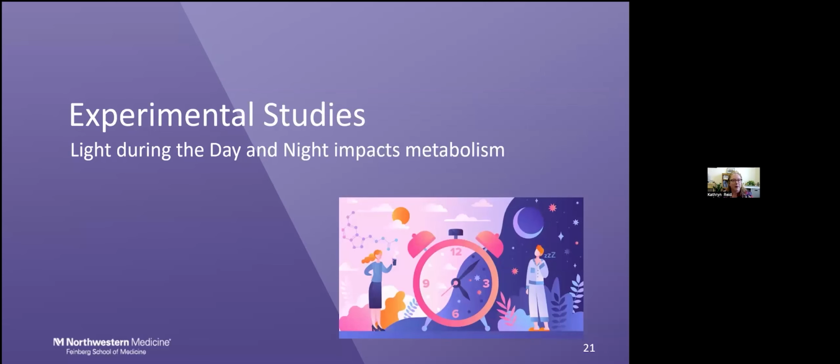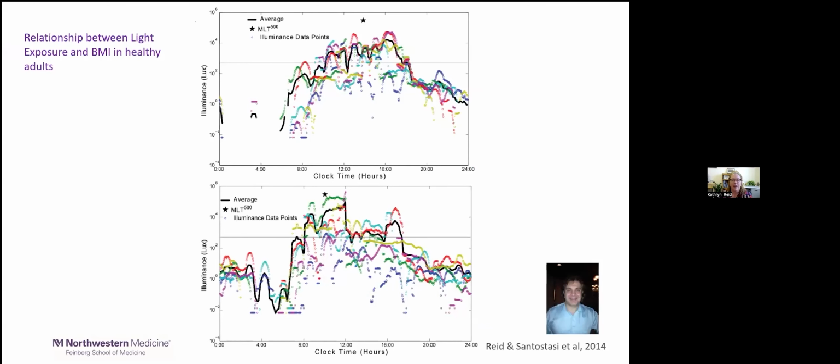So what about some experimental studies that complement these community-based studies where we show relationships between light and cardiometabolic health? Some of this work started when we were looking at light and activity in relation to BMI. And we did a study where we were able to create this metric called the mean light timing, in collaboration with Giovanni Santastasi, who's photographed here.